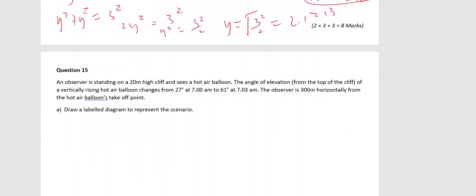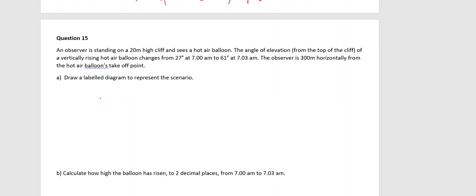Okay, an observer is standing on a cliff that's 20 meters high, and sees a hot air balloon. The angle of elevation from the top of the cliff to the hot air balloon is changing. Draw a labelled diagram of the situation. Okay, so let's digest what's going on. So the observer is standing on top of a hill which is 20 meters high and sees a hot air balloon.